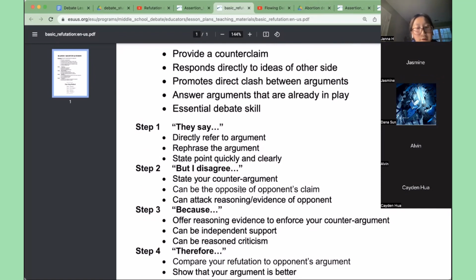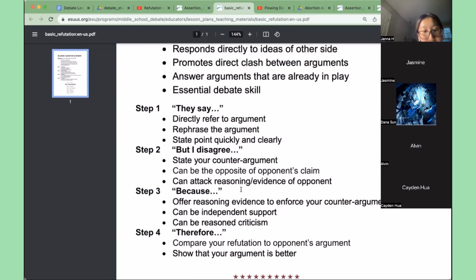And then you want to state your counter argument. So, I don't agree with this. Instead, I agree with blah blah, or instead I believe blah blah blah. And it can be the opposite of your opponent's claim. And this part can attack reasoning and evidence of the opponent.